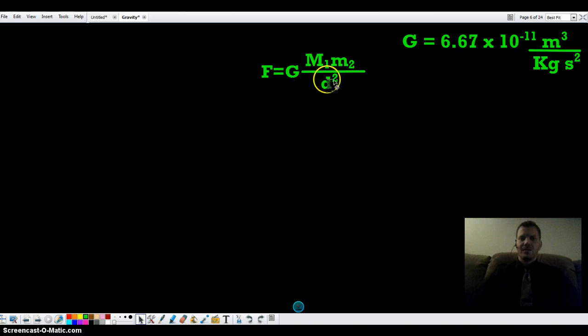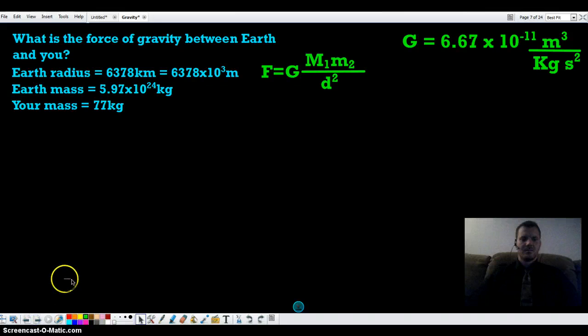So let's work through a problem using this equation. What is the force of gravity between Earth and you? Earth's radius is 6,378 kilometers. Now we can just use Earth's radius and ignore the distance to the center of your mass, because you're so much smaller than Earth, it really doesn't matter. And Earth has higher and lower points, so we're going to go for an average here, that you would likely be at 6,378 kilometers from the center of Earth to the center of you.